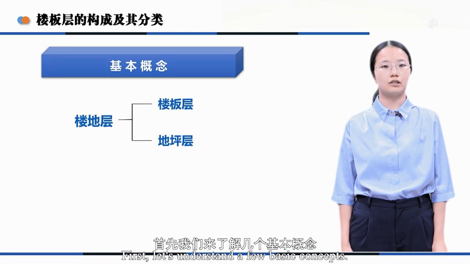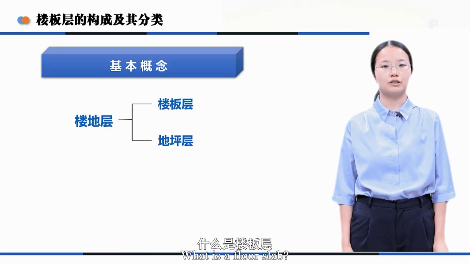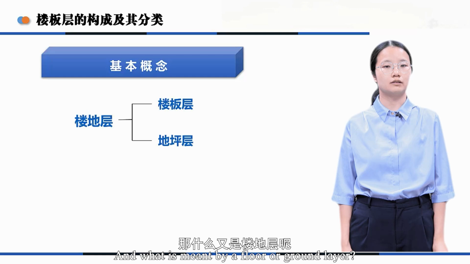First, let's understand a few basic concepts. What is a floor slab? What is the ground slab layer? And what is meant by a floor or ground layer?